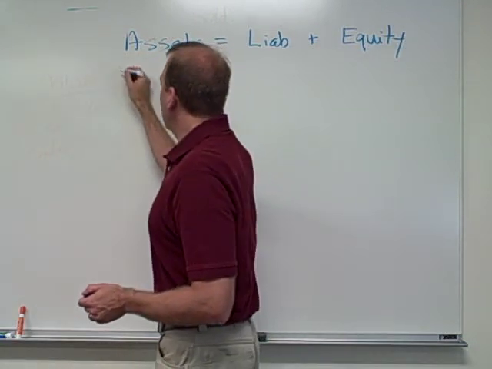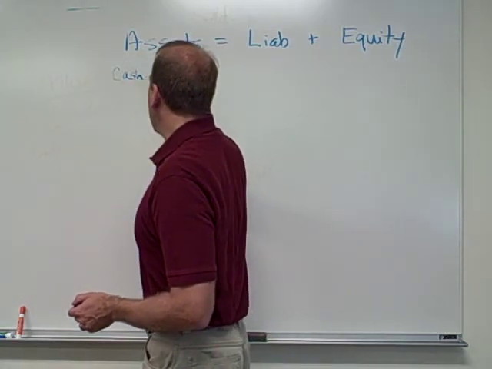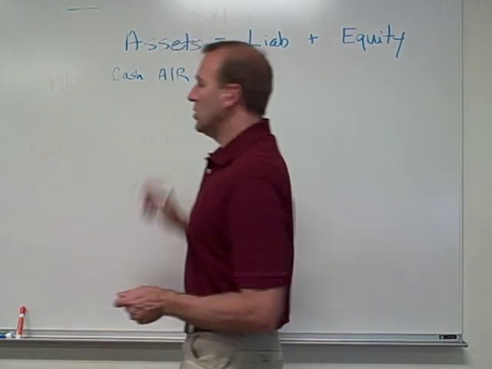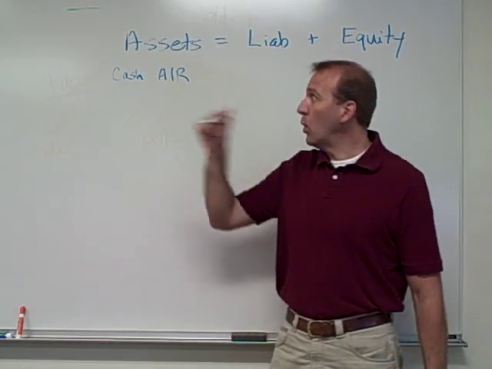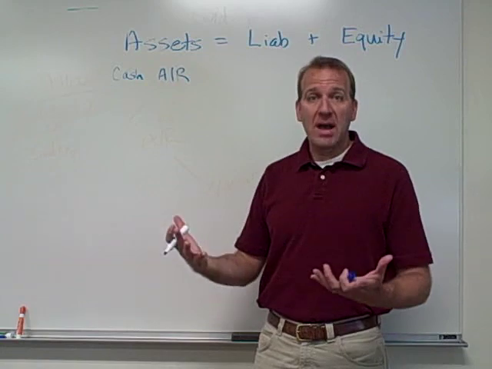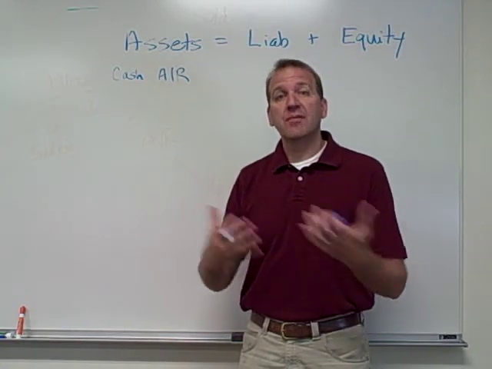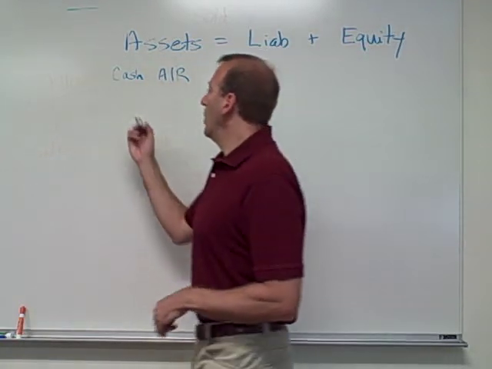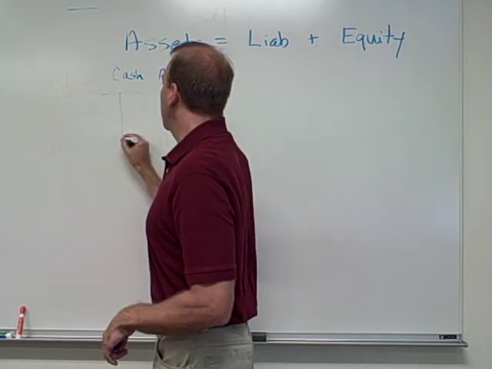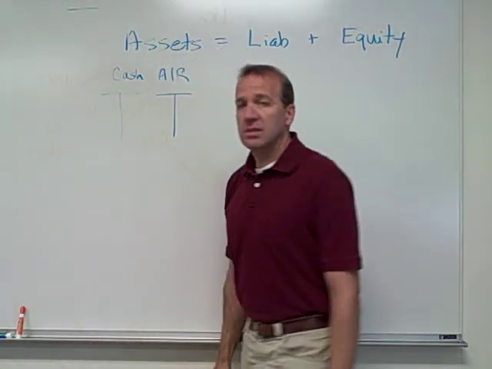First of all, some examples of assets are cash, accounts receivable, supplies, and so forth. Each one of these accounts has its own balance, okay? We have a cash balance, we have an accounts receivable balance. Well, I'm gonna write something called a T account here under cash, and a T account under accounts receivable.